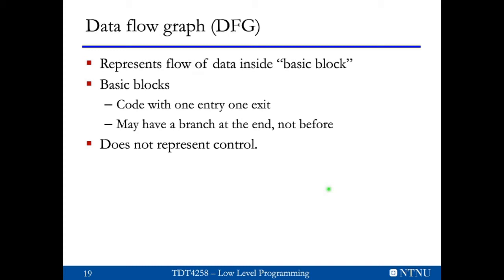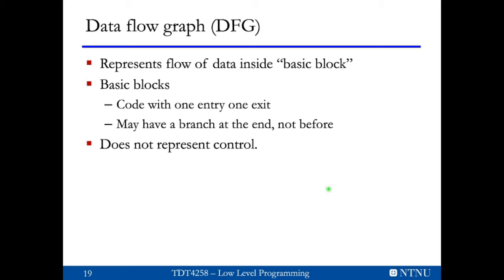Now, how is this intermediate representation structured? So you want to represent two things. You want to represent how your data actually propagates throughout your program, and you want to represent how your control propagates throughout your program. So the first thing you want to do is to create a so-called data flow graph, or DFG, and this data flow graph represents flow of data inside what we call a basic block. Now, what's a basic block?